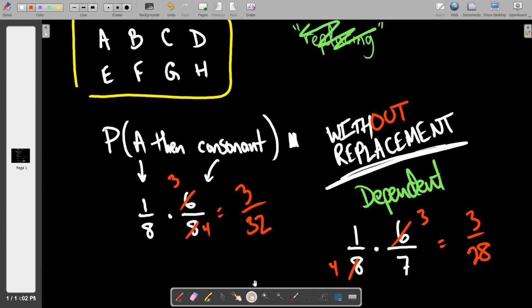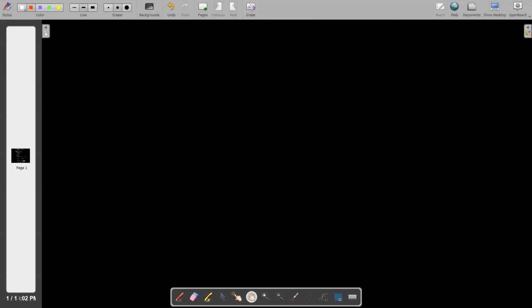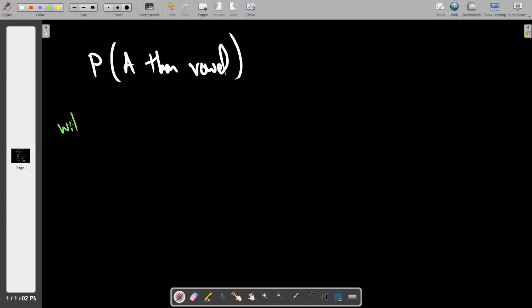Let's do that same problem again, but let's do the probability of A, then a vowel. So let's do this problem twice. Let's do it with replacement, and then let's do it without replacement. Same thing. I don't know that I need to draw it again. We're still doing the simple example, 8 tiles, A, B, C, D, E, F, G, H.